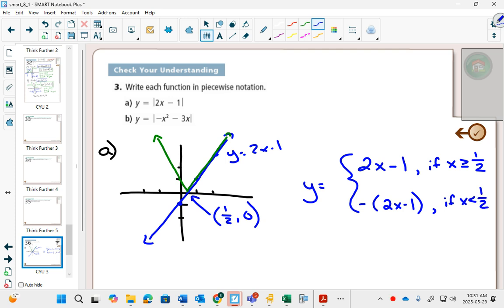Notice I included the equal sign with one of them and not the other one in my inequalities. Because technically, even though it's the same point at that one, you can only have it defined for one part. So you have to break up your domain, include a half in one of them, but not in the other one. So that's why there's an equal sign in the first one and not an equal sign in the second one.